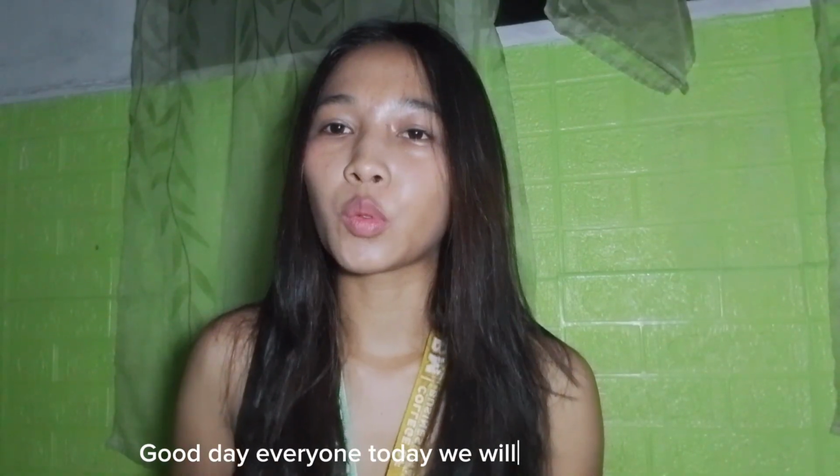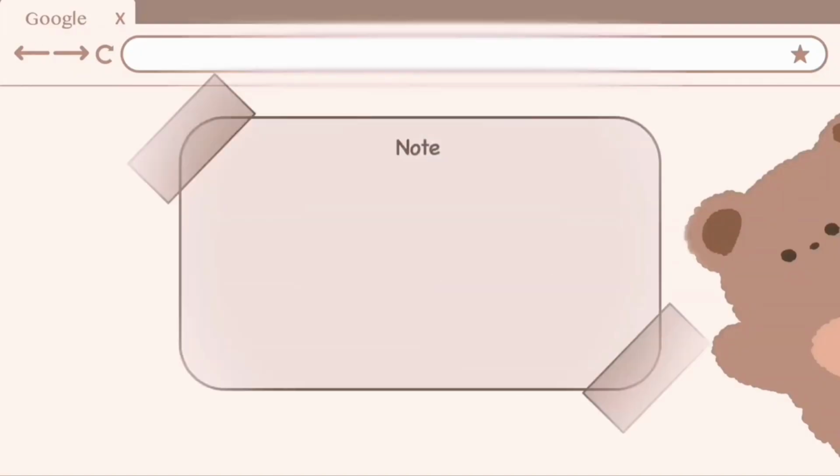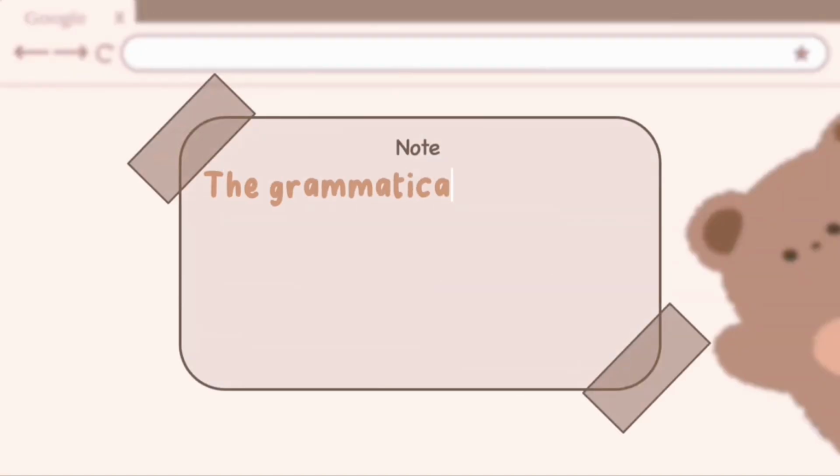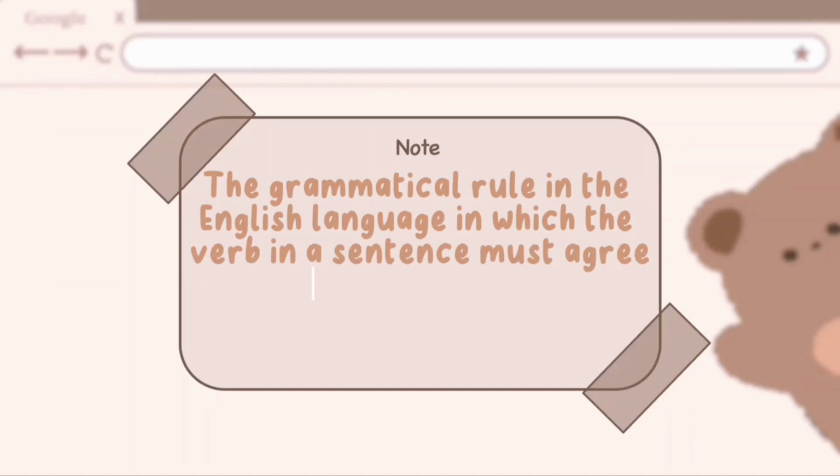Hey everyone, today we will talk about subject-verb agreement. What is the basic rule in subject-verb agreement? The grammatical rule in the English language is that the verb in a sentence must agree with its subject.